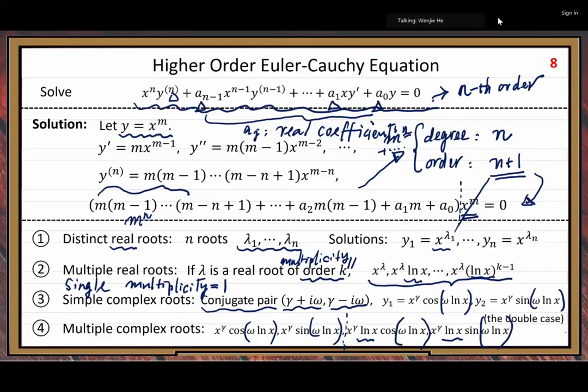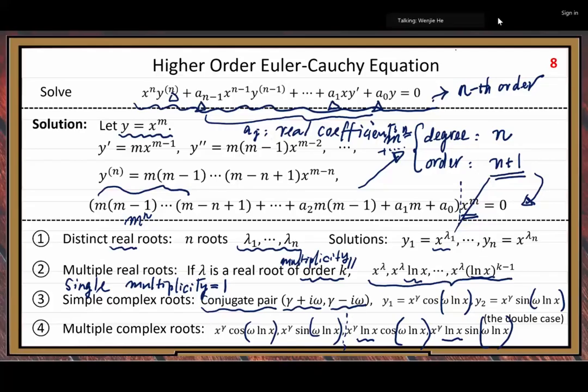For the triple case and higher order cases, you can do the generalization easily. All right. So that's this special type of ODE.